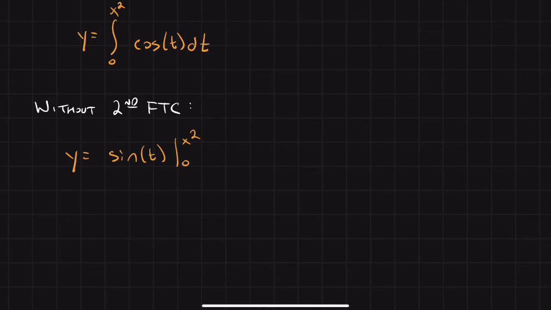That means that y is equal to sine of t from 0 to x squared. Plug in the top boundary, x squared. That will give us sine of x squared. And then subtract and plug in the bottom boundary of 0. So we'd have minus sine of 0. Sine of 0 is just 0, so that would leave us with sine of x squared.